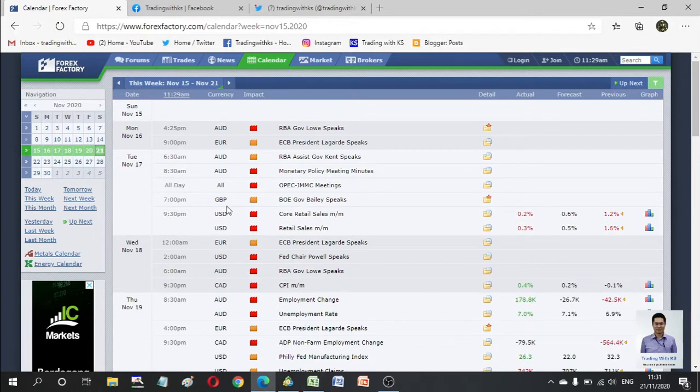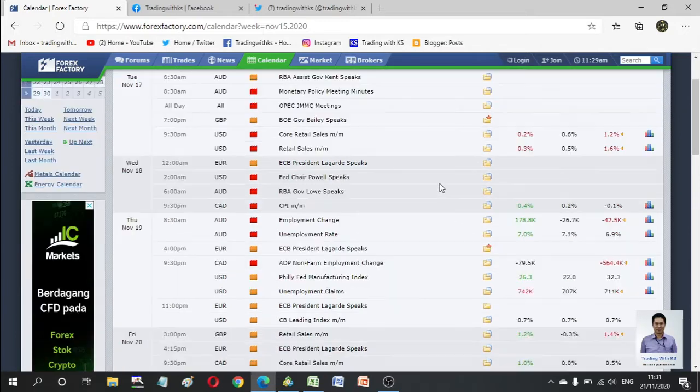So here you see the US dollar. The US core retail sales actually shrunk. They expected the retail sales to drop from 1.2 to 0.6%. Actually, it dropped even worse, to 0.2. So this was a negative sentiment for the US dollar. Therefore the US dollar looks to be weak.